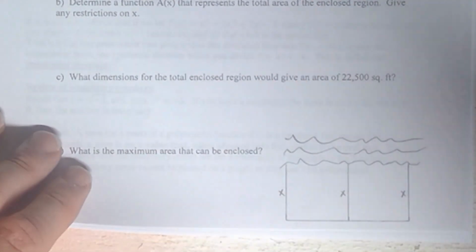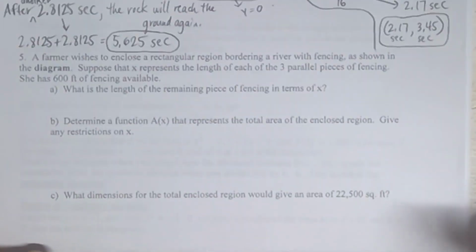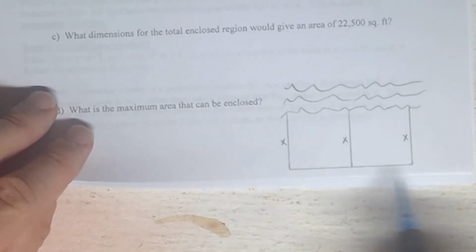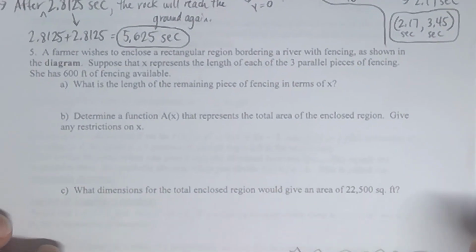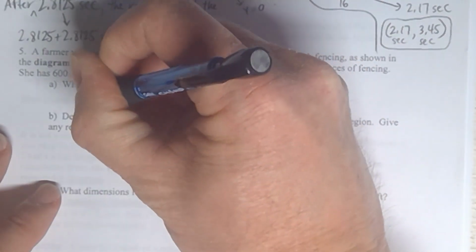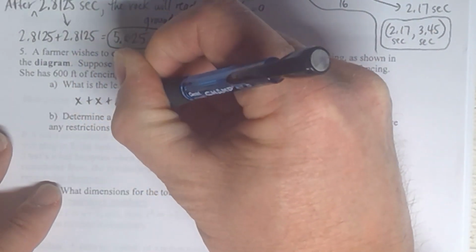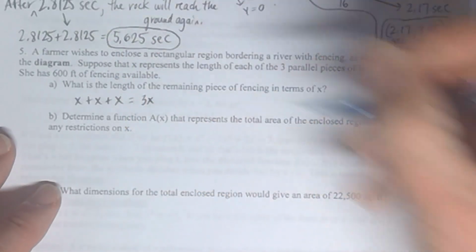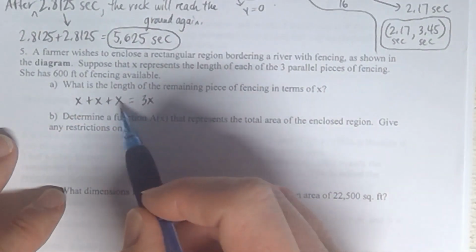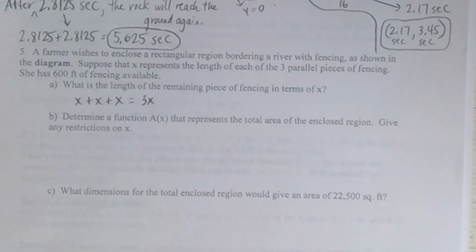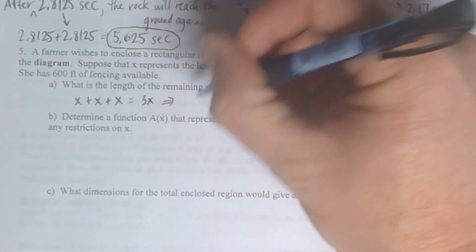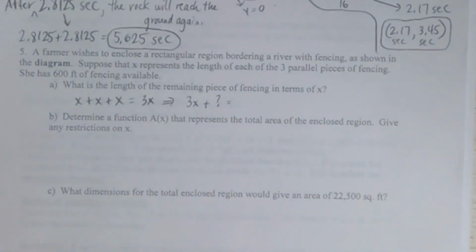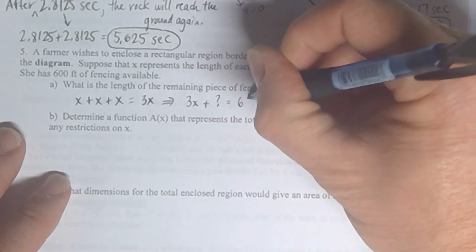And so maybe she doesn't want to buy any more for whatever reason. All right. So based on that, what is the length of that remaining piece of fencing, the part that goes this way? Okay. The way to figure that out is like this. We already know that the other 3 pieces are X. And so if I add those together, that's equal to 3X, isn't it? Remember, you can add these together because they're like terms. And so we combine like terms, we get 3X. So that means that 3X plus that missing side right there, I'll put a question mark right there, is equal to 600.